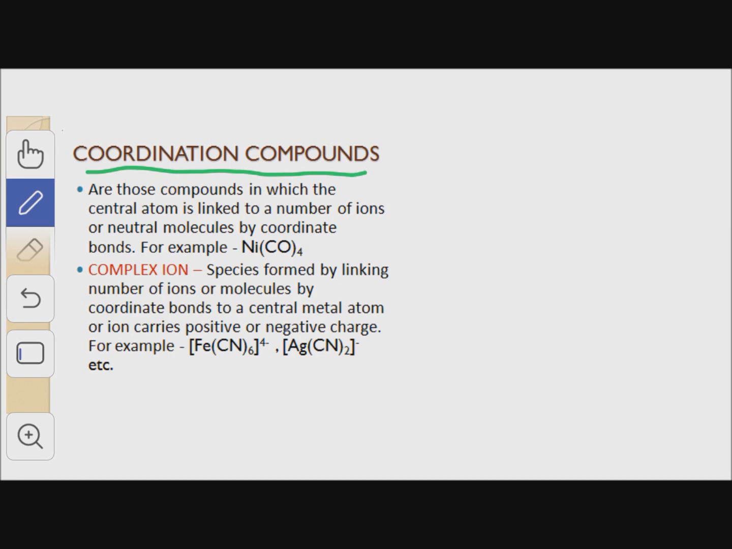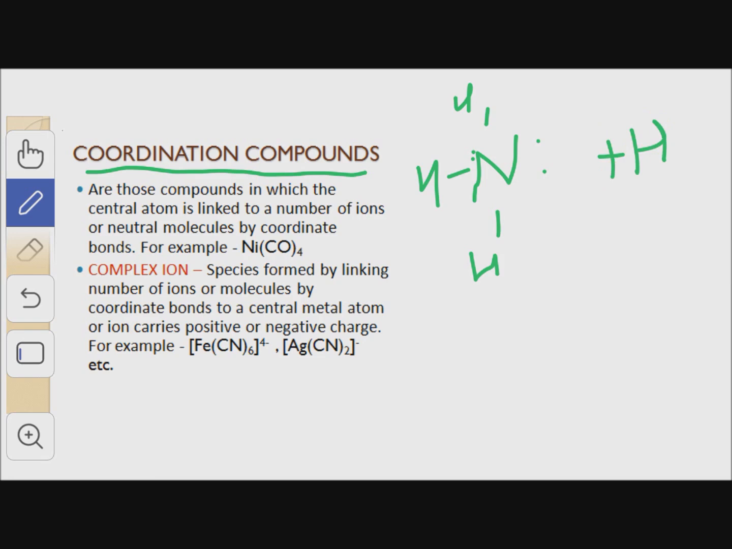A coordinate bond is one in which one of the atoms donates a lone pair of electrons to an electron deficient atom, and this lone pair is shared by both the atoms. That bond is called a coordinate bond. A simple example is ammonia. These are three hydrogen atoms which are covalently bonded with the nitrogen, and this is one lone pair.